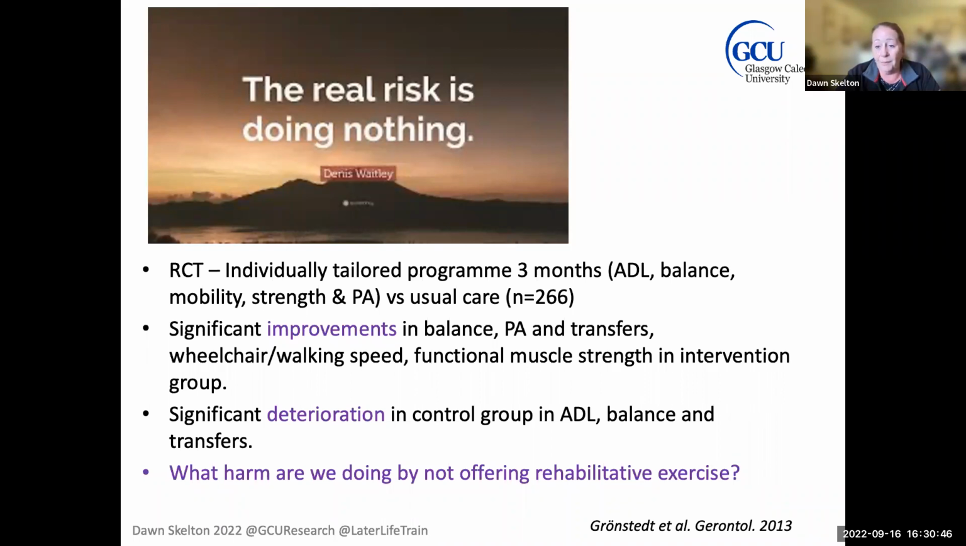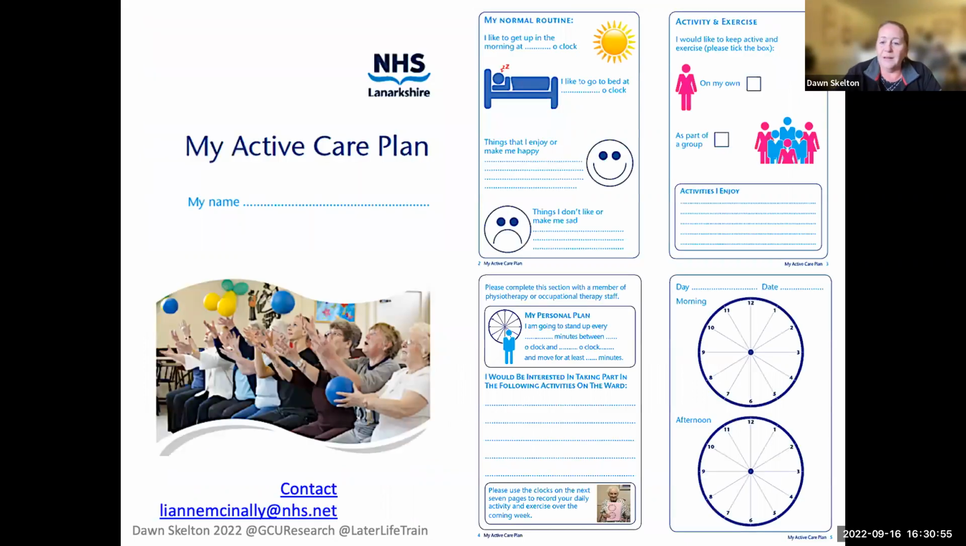So actually, we're perhaps doing harm by not engaging them in regular exercise to make a difference to the trajectory of their aging. There are many lovely examples of how we might think more about how we work with our residents or people receiving care at home. And here's just an example of a care plan used in Lanarkshire. Leanne McAnally's email is on there.